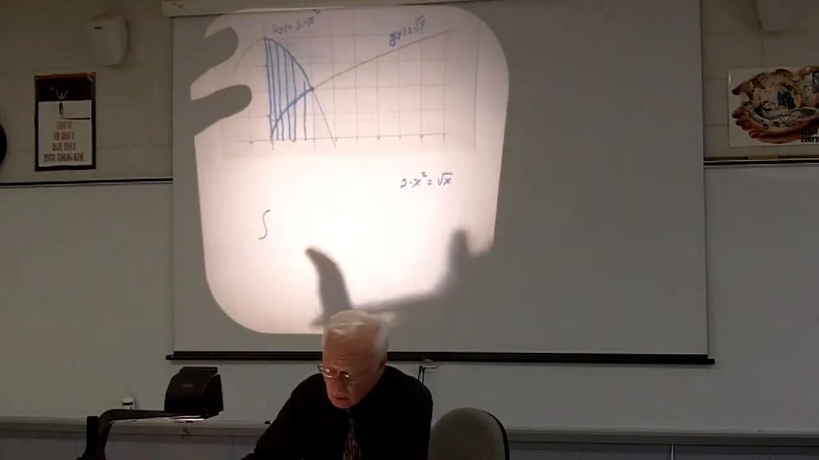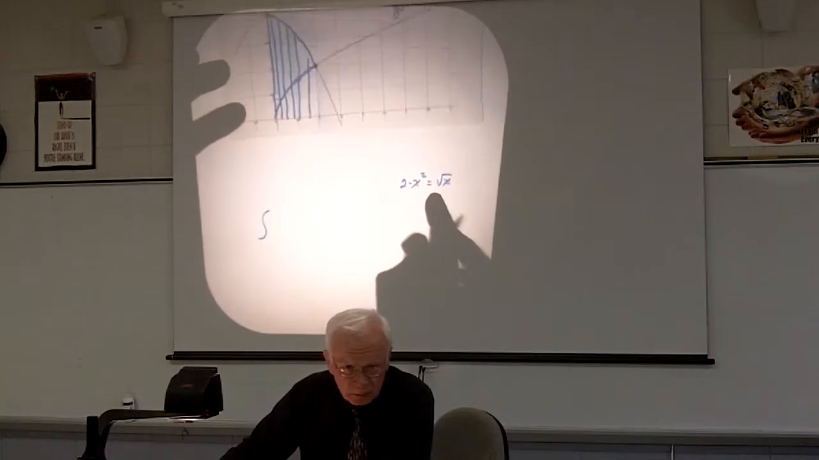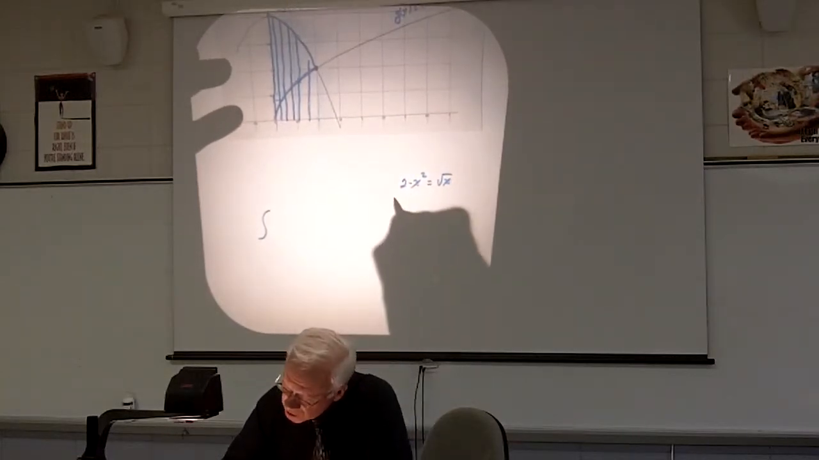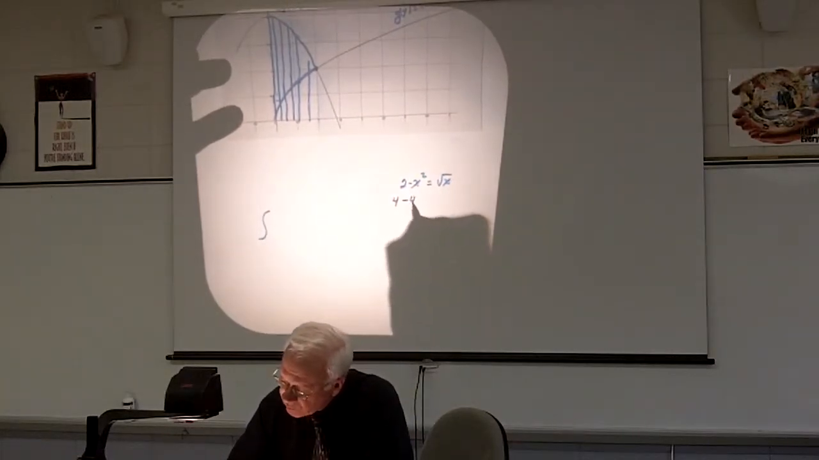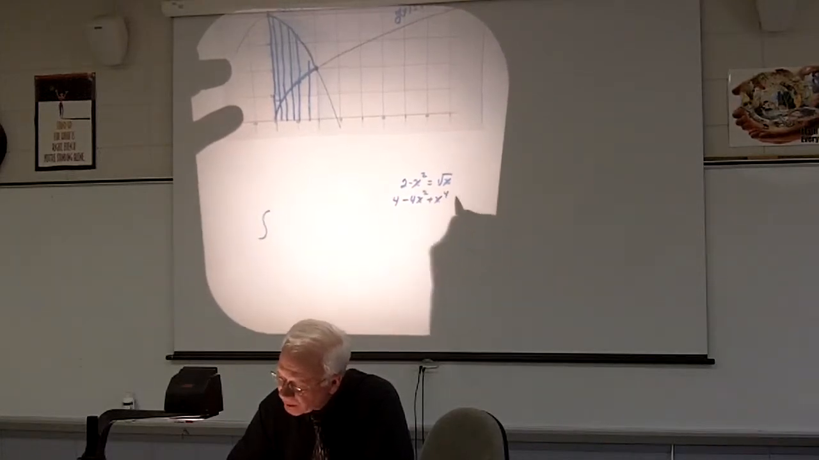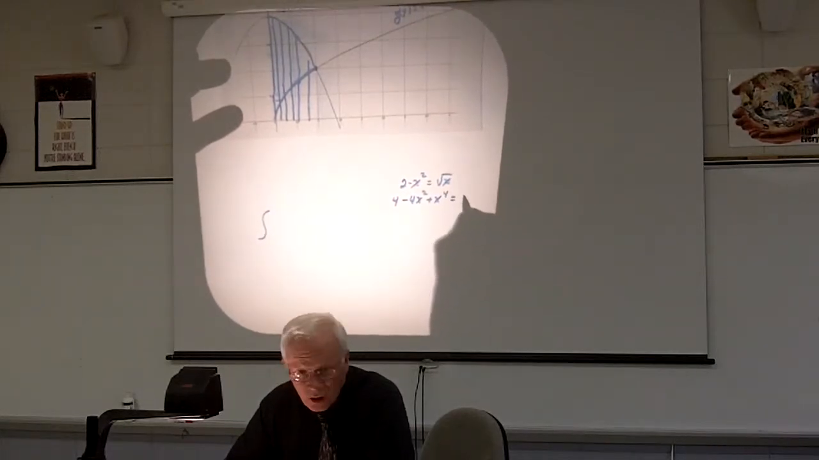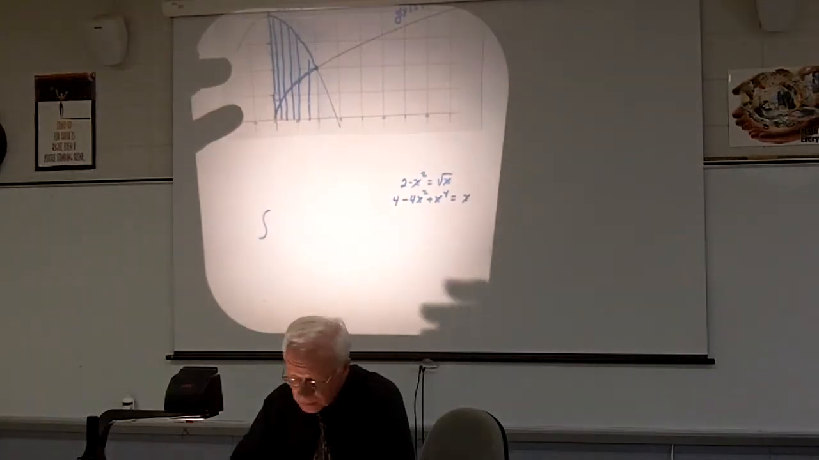Now, there's something in here I want to show you. How do you solve this problem? Square root of x equals 2 minus x squared. Square, and so we're going to have here 4 minus 4x squared plus x to the 4th equals x. Okay, now look what I have here.